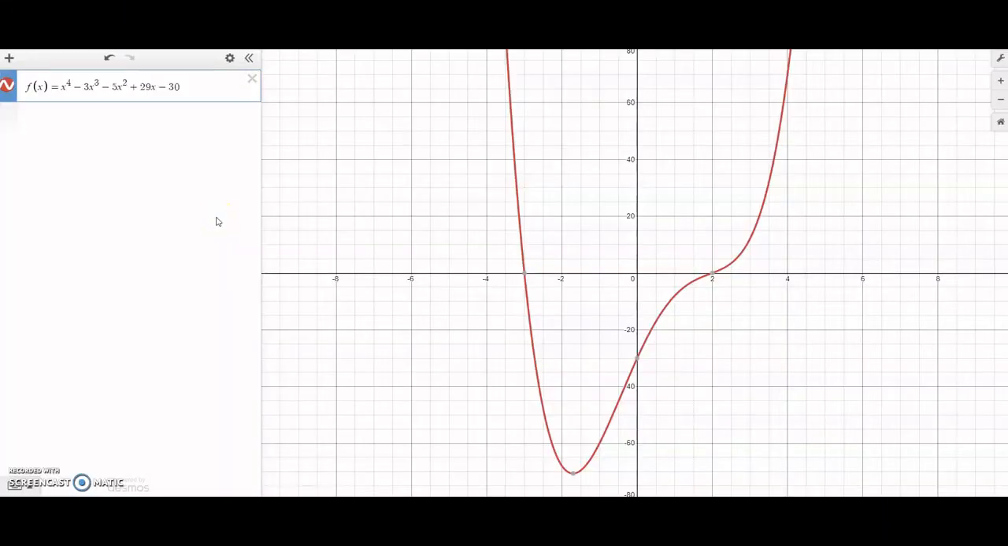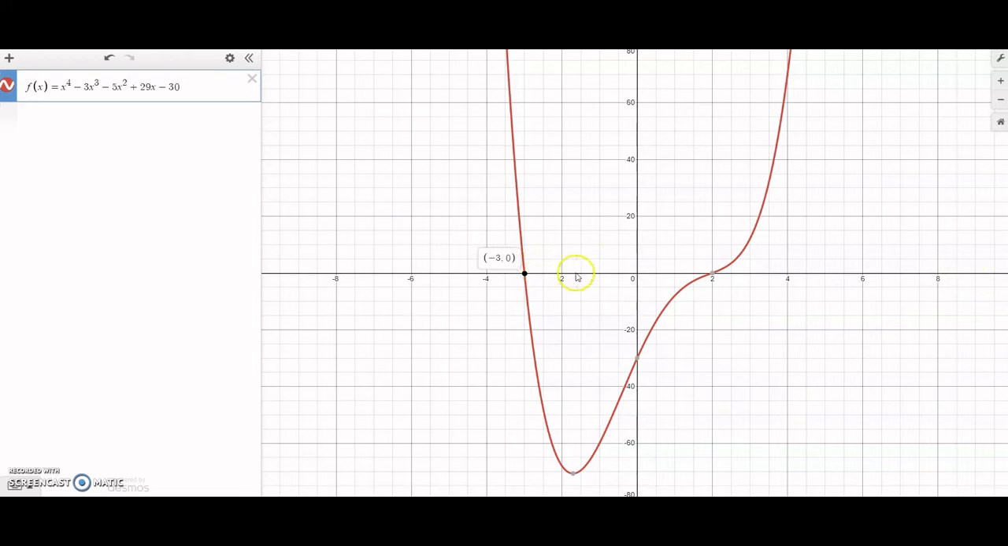So here is the graph of the polynomial function. In order to see the full curvature of the graph, you may have to adjust your window size. For example, I've got mine set from y equals negative 80 to y equals positive 80, and x equals negative 10 to positive 10. Let's take a look at the zeros of this graph.